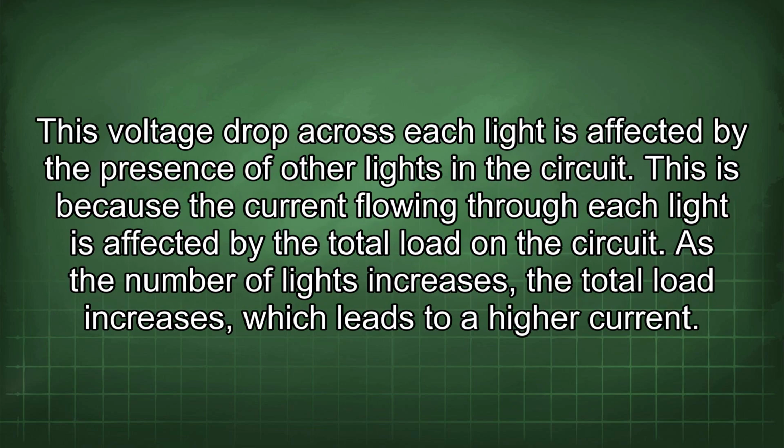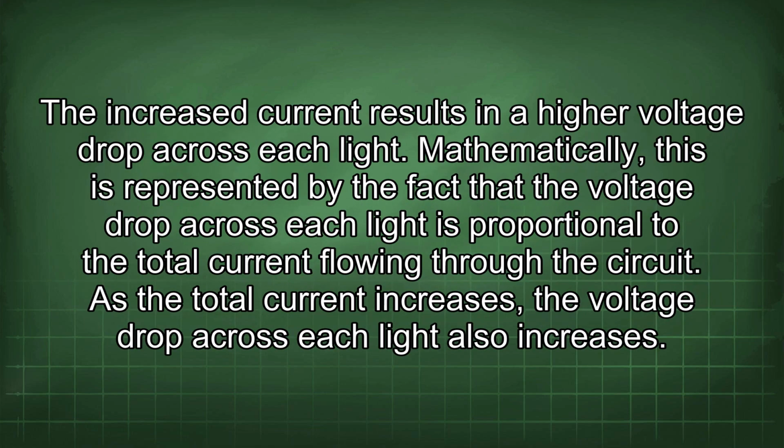This voltage drop across each light is affected by the presence of other lights in the circuit. This is because the current flowing through each light is affected by the total load on the circuit. As the number of lights increases, the total load increases, which leads to higher current. The increased current results in a higher voltage drop across each light. Mathematically, this is represented by the fact that the voltage drop across each light is proportional to the total current flowing through the circuit. As the total current increases, the voltage drop across each light also increases.